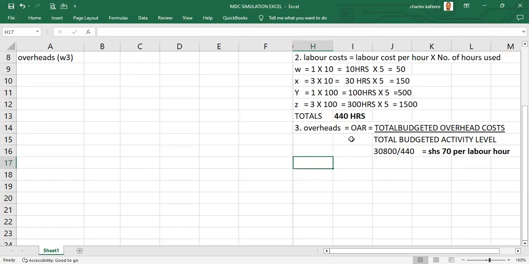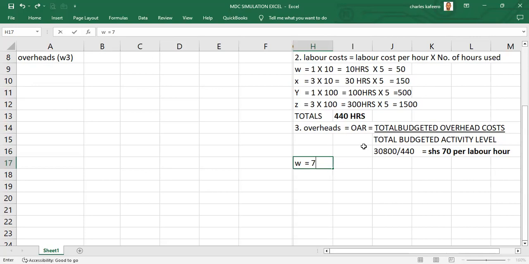Because remember, for the 10 units of product W, we need 10 hours. So the question will be, how much of the overheads are we going to spend on those 10 units? It will be these 70 shillings per hour, multiplied by the number of hours, which are 10, to be able to get the cost that we spent on that product.